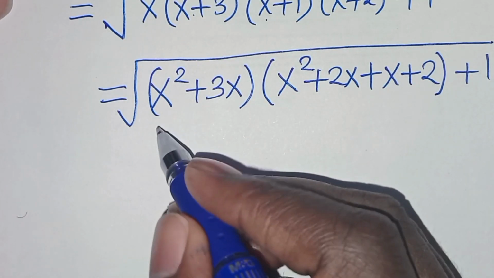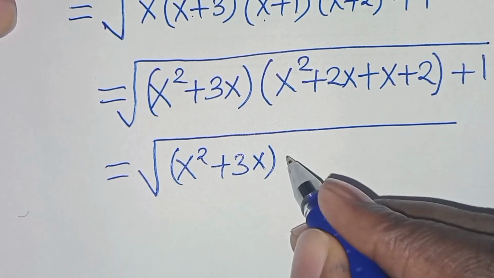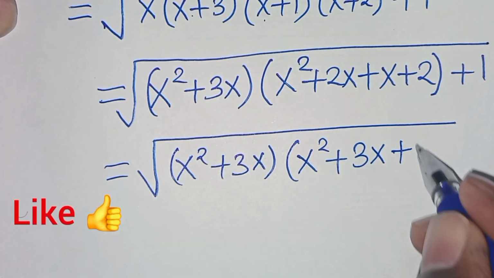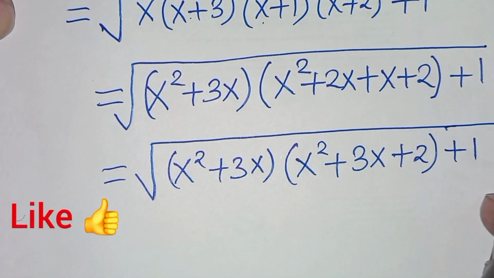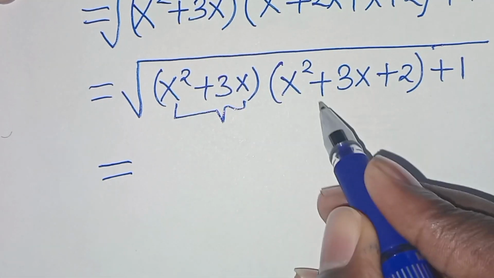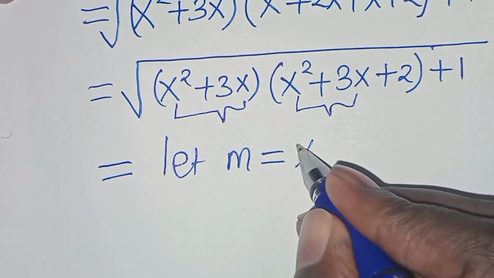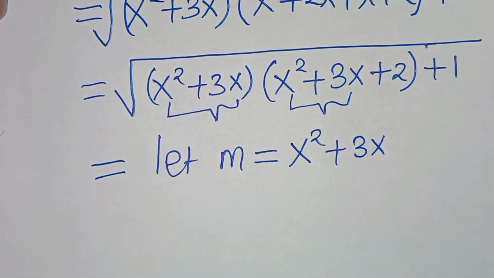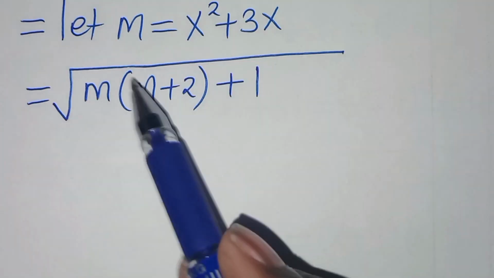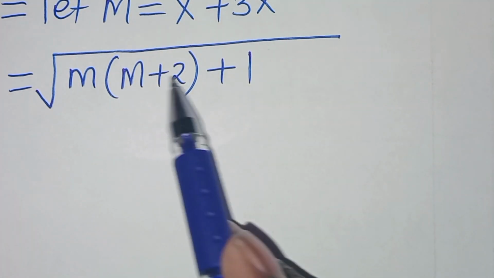The next step from here, you find that we'll have the square root of x squared plus 3x, close the bracket here. Then here we have x squared plus 2x plus x, this is 3x, then plus 2, close the bracket, then plus 1. The next step from here, you see that this part and this part is the same. So we can say let m be equal to x squared plus 3x. Let's substitute this. So here we'll have the square root of m, and since m is equal to x squared plus 3x, therefore you'll have the square root of m into the bracket m plus 2, plus 1.